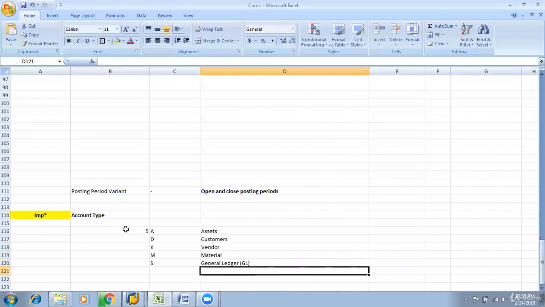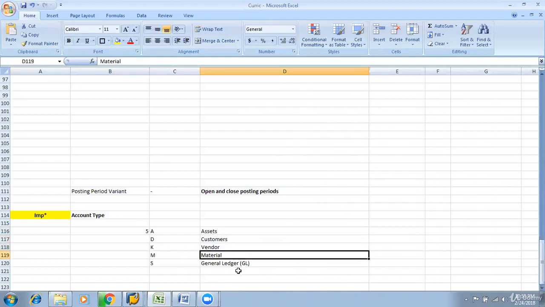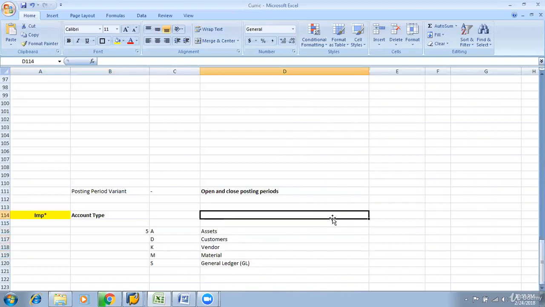Now you may be wondering why A for assets is fine, but why D for customers, K for vendors. Since SAP is developed in Germany, it has an influence from the German language. So just skip that. You can just remember what ADKMS is: assets, customers, vendors, material, and GLs. The transactions in SAP are divided into broadly these categories only. You either have asset transactions, customer transactions, vendor transactions, material transactions, or general ledger transactions. Simple, correct?